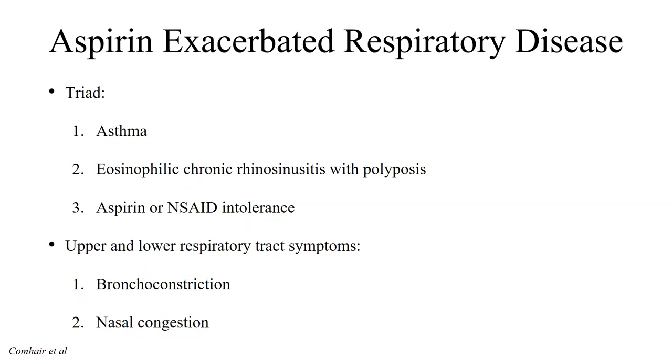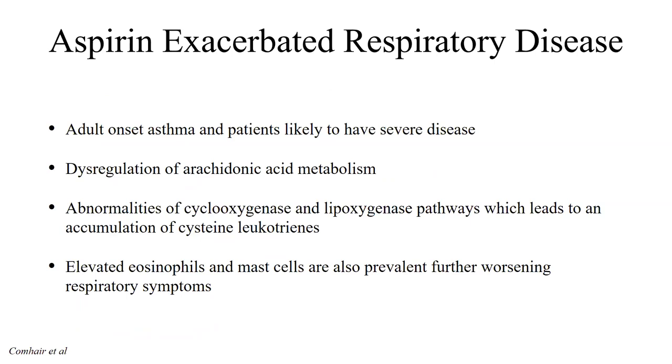You often see upper and lower respiratory tract symptoms, including bronchoconstriction and nasal congestion. These patients usually have adult onset asthma, and at the time of presentation, it's often very severe. It's thought that there's a dysregulation of the arachidonic acid metabolism, which causes some abnormalities in the cyclooxygenase and lipoxygenase pathways, and this leads to an accumulation of cysteinyl leukotrienes, which can cause inflammation at the level of the airways. Elevated eosinophils and mast cells are also prevalent, which of course further worsens the disease.